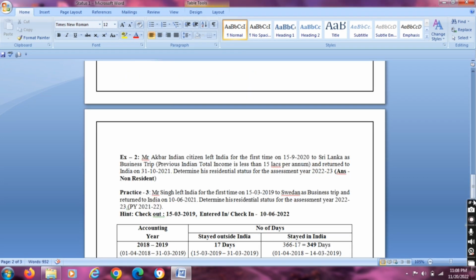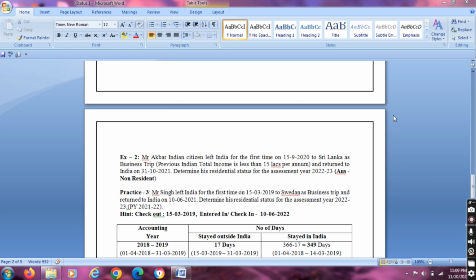Shall we go for practice 3? Mr. Singh left India for the first time on 15th March 2019 to Sweden on a business trip and returned to India on 10th June 2021. Determine his residential status. So shall we go for the timeline? On 15th March 2019, check out, which means he went away from India. On 10th June 2021, he entered in, that means check in.